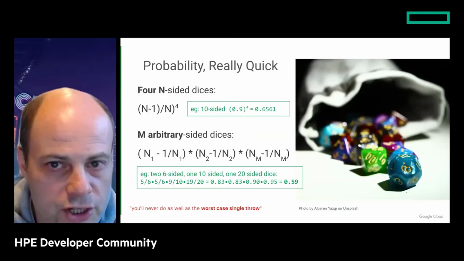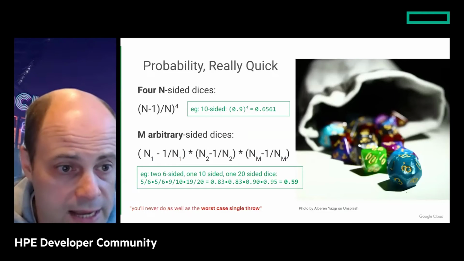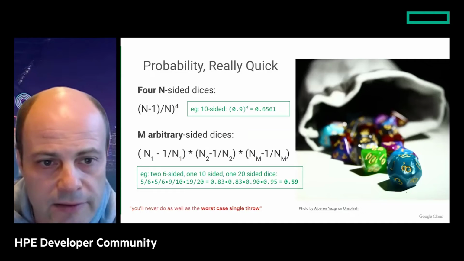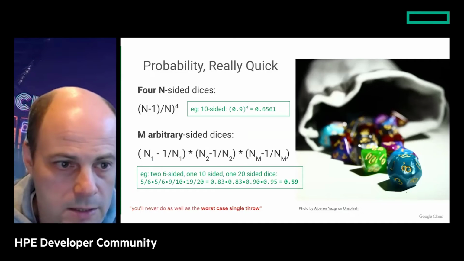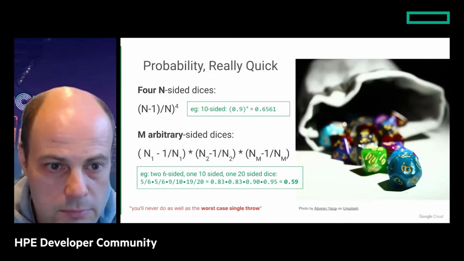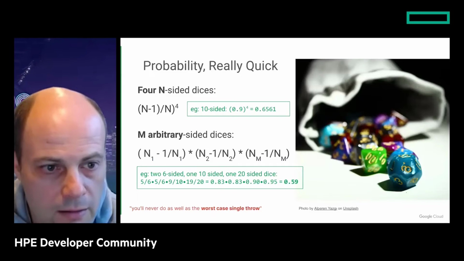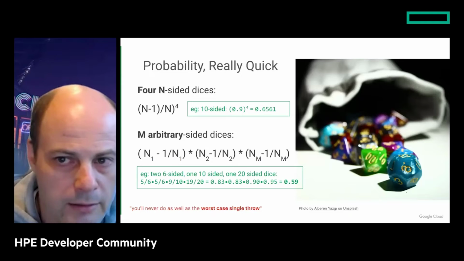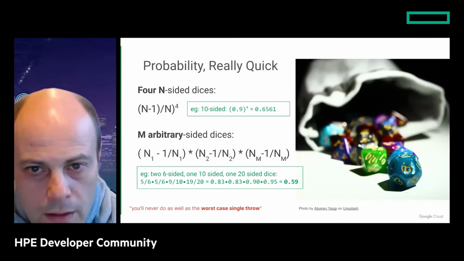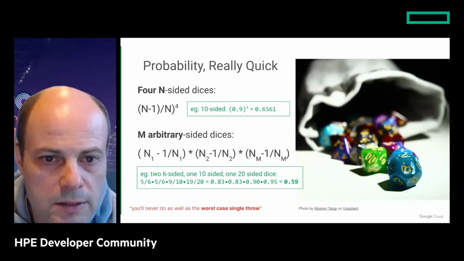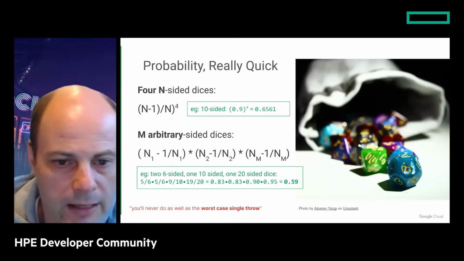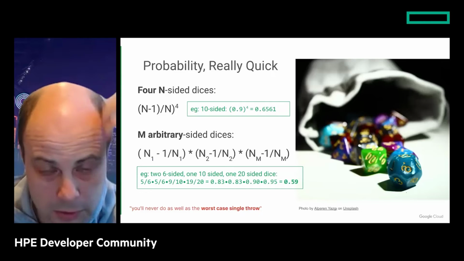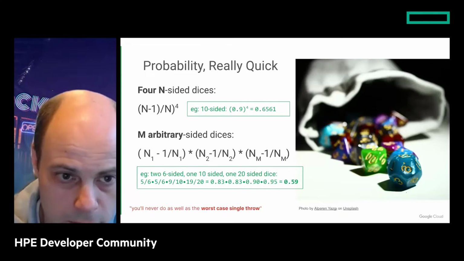What if each dice has a different number of sides? Like in the example on the slide, you can see it is even smaller. So the important thing to pay attention to here is that the more dice we add to a throw, the worse SLO we get. We never get a better result than the first one, the SLO of the first one.